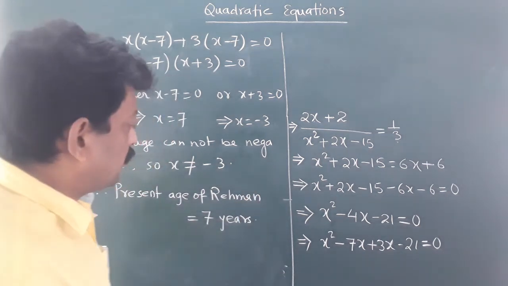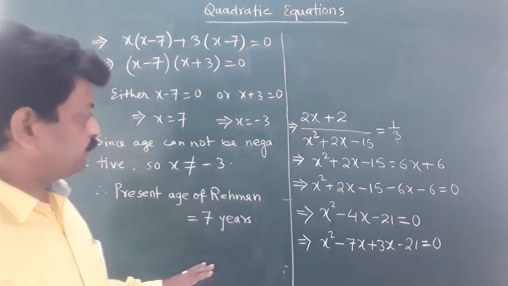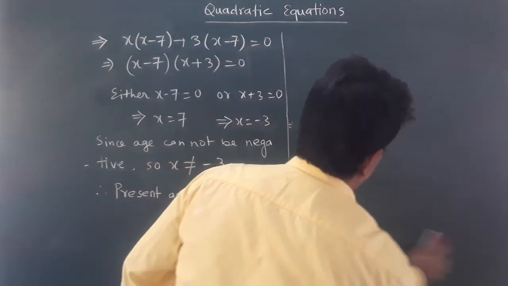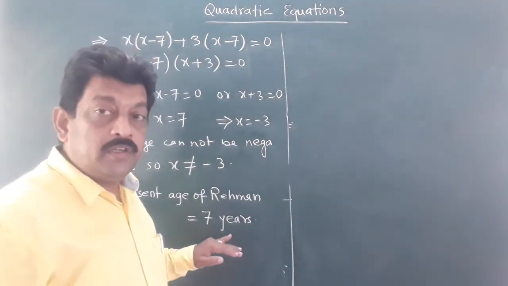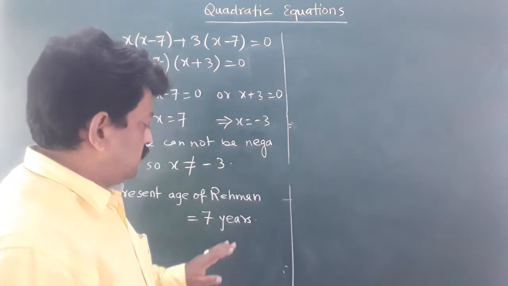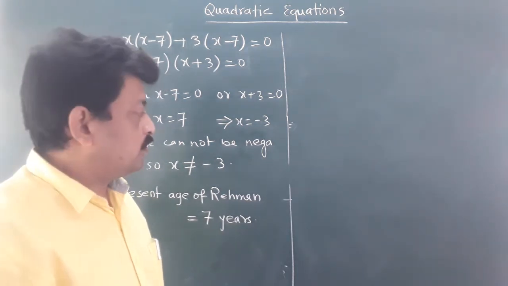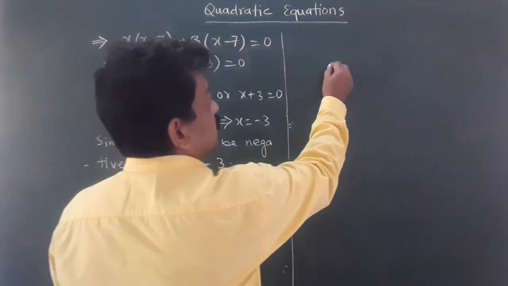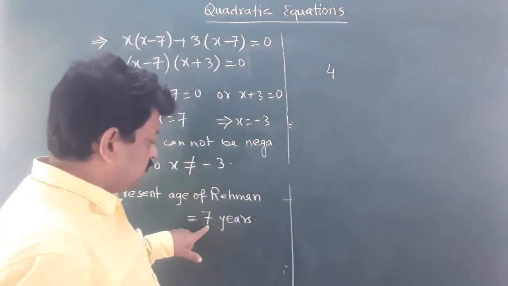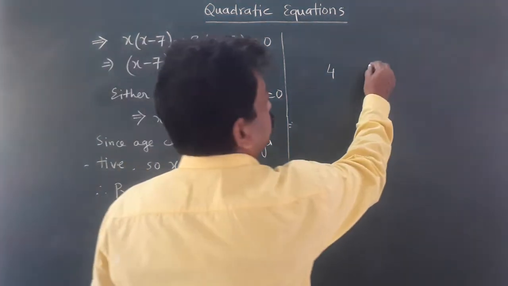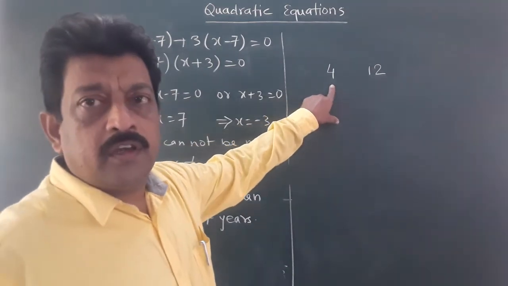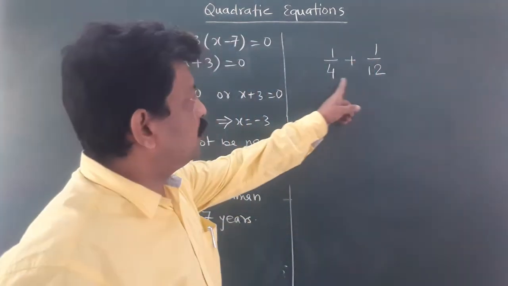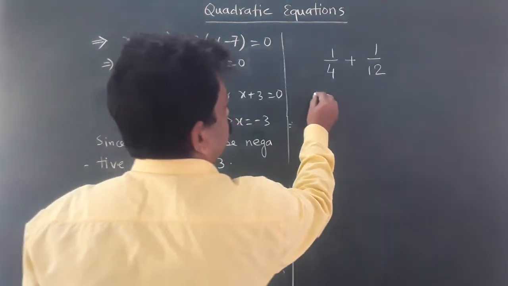Hope you have understood the sum. Now you can cross check your answer whether it is correct or not. The condition given was that 3 years ago and after 5 years the sum of the reciprocals of the ages will be 1 by 3. Now since his present age is 7, then 3 years ago his age was 4, and 5 years later his age will be 7 plus 5, that is 12. The reciprocals of these two ages are 1 by 4 plus 1 upon 12, and the sum must be 1 upon 3.